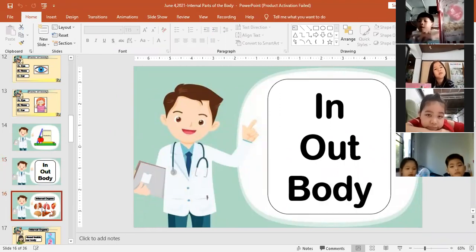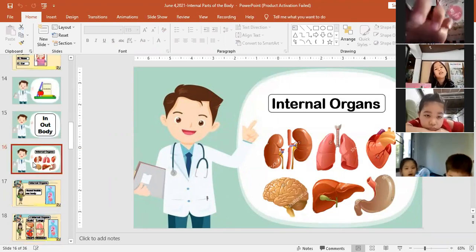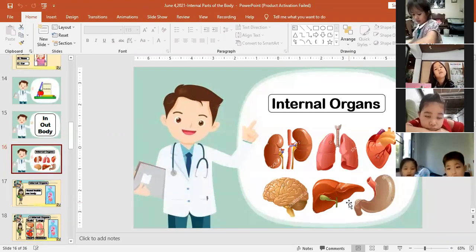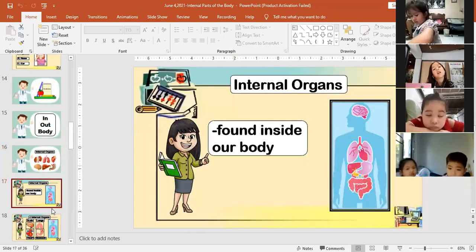This time, let's have internal organs. So we are finished with the outside parts of your body. This time, let's go inside. We will learn four only. Can you see this one? Yes. Okay, but in your body, you cannot see this one because it can be found inside your body.